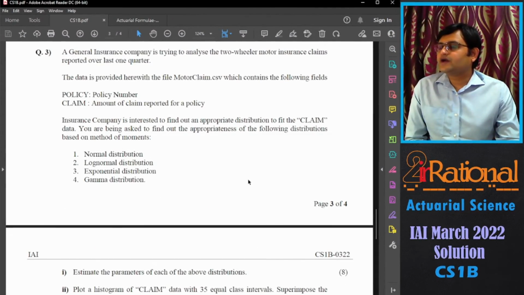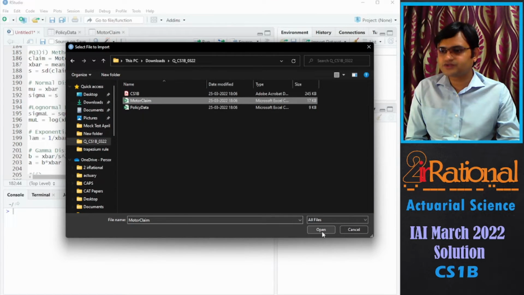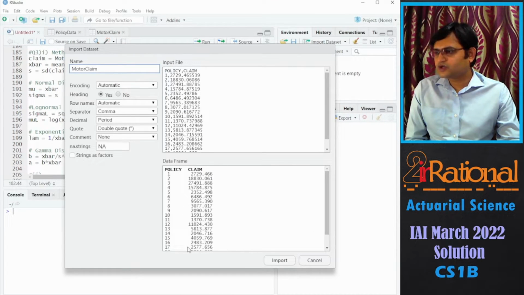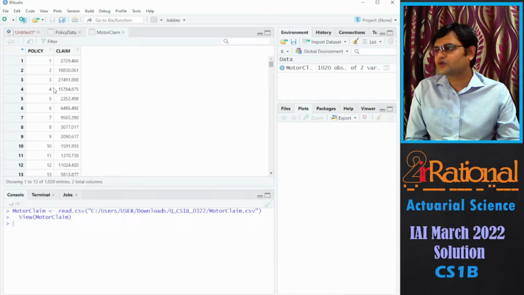For question number 3, a general insurance company is trying to analyze the two-wheeler motor insurance claims reported over the last quarter. The data is provided in the file motor claims.csv, which contains the following fields. We have policy number and claim, that is the amount of claim reported for the policy. Okay, so first of all, let's load it. Motor claims. Seems okay. Import. Okay, so we have policy and we have claims.